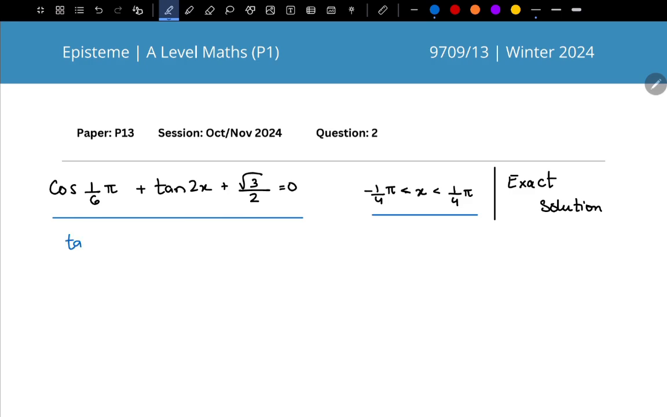This will give us tan 2x equals minus root 3 upon 2 minus cos 1 upon 6 pi. Simplifying this will give us tan 2x equals minus root 3.